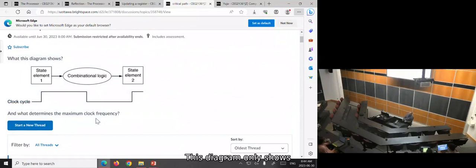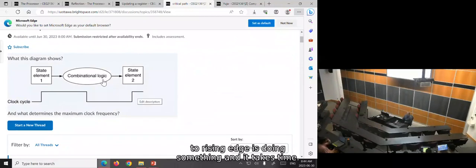This diagram only shows that the combinational logic that we have in between two rising edges is doing something, and it takes time. For sure, the combinational logic takes time. We have gates, we have delays, we have wires, they have to move, the electrons need to move. We have delays.